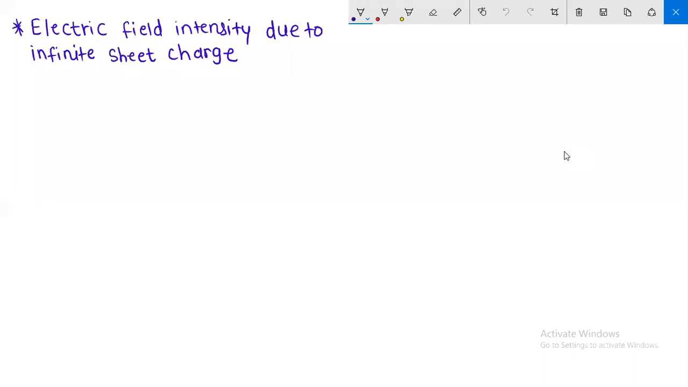Electric field intensity due to an infinite sheet charge. Okay, so we have seen electric field intensity due to an infinite line charge. Line charge means we are considering one line where the charges are distributed. Now here we are considering an infinite sheet.